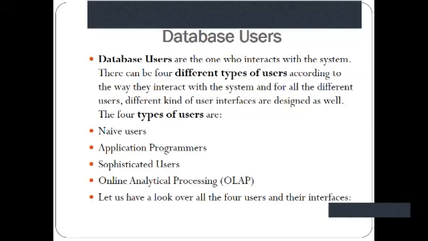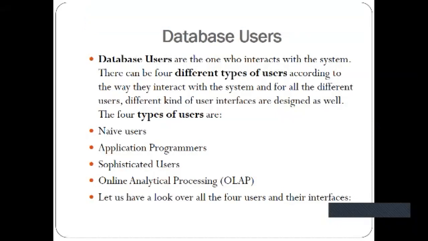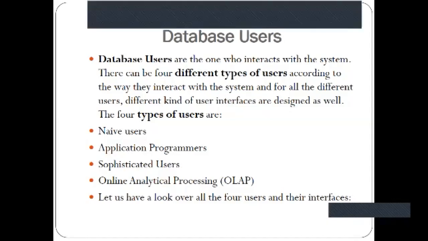So what are database users basically? Whenever we say database user, or let me take a normal user, any user, when you call a person a user, it is when he interacts with a particular system. So database users are the users who interact with the system. There are four types of database users: naive users, application programmers, sophisticated users, and OLAP users.